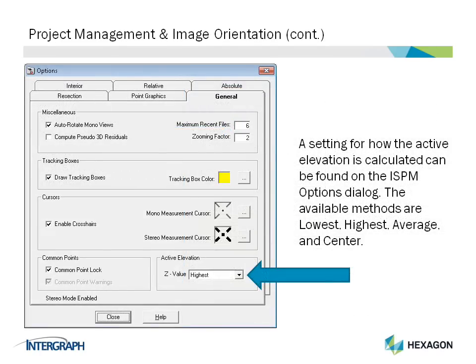Elevations are probed at the four corners and center of the image projected onto the ground. The setting for how the active elevation is then calculated can be found on the ISPM Options dialog. The available methods are lowest, highest, average, and center.